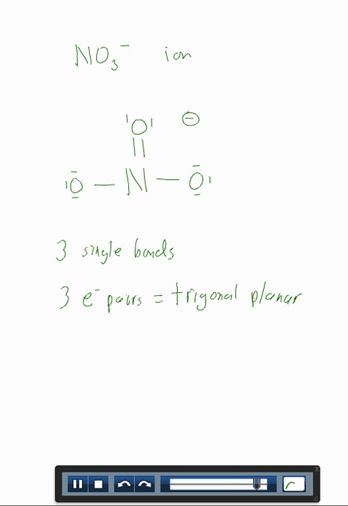So that's the electron pair geometry for 3 electron pairs, trigonal planar. So since there are no non-bonding electrons, the molecular shape would also be trigonal planar. So the nitrogen and oxygen atoms lie in a plane, say the plane of the paper, and they form a triangle.